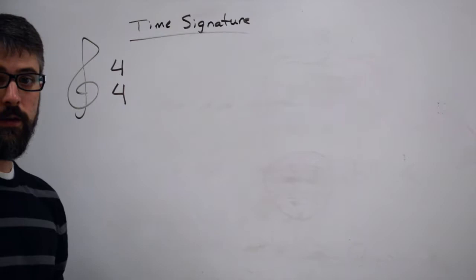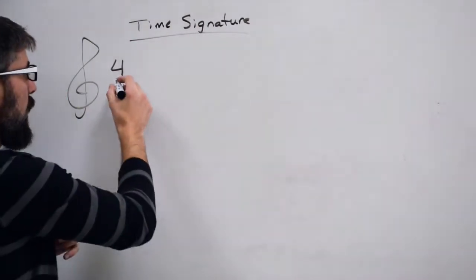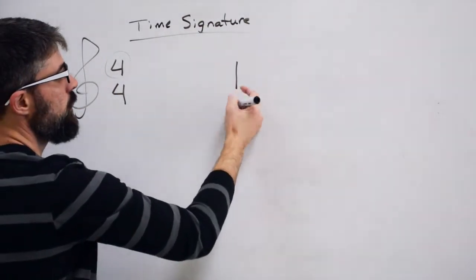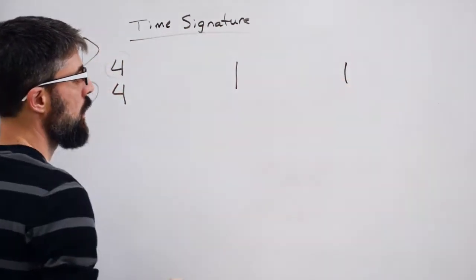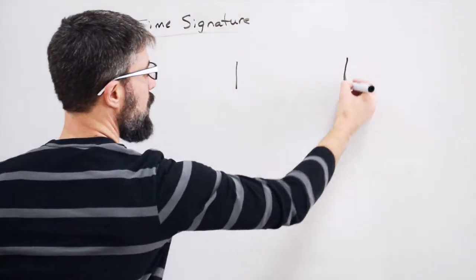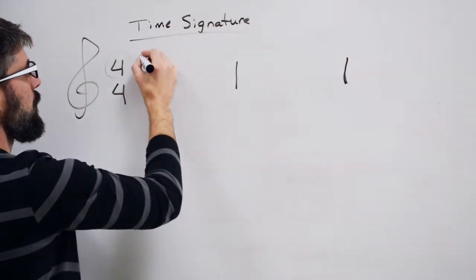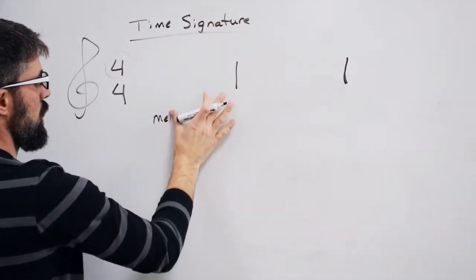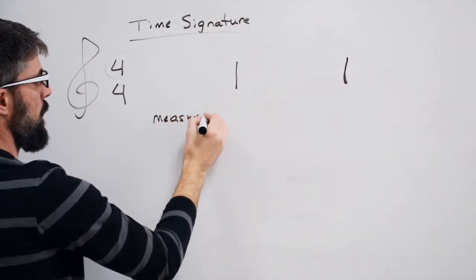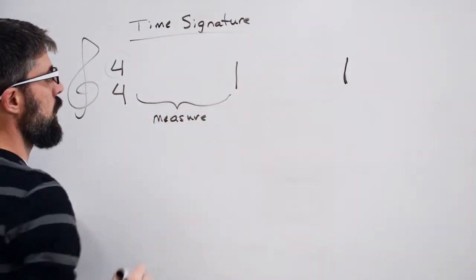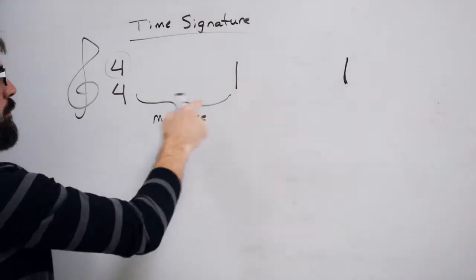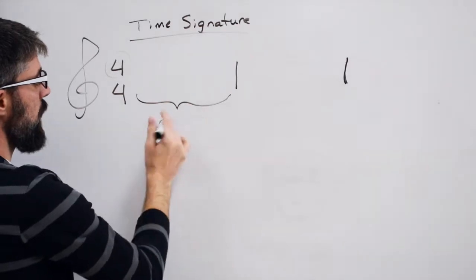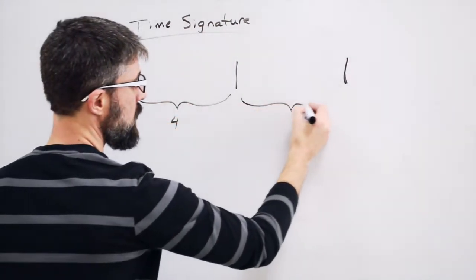When we're looking at this, the most important number to us right now is the top number. The top number tells us how many beats we get in a measure. Your music is divided into sections called measures. So this is called a measure. That's this group right here. And this top number tells us how many beats we can fit into this measure here. And so it says I can fit 4 beats into my measure.